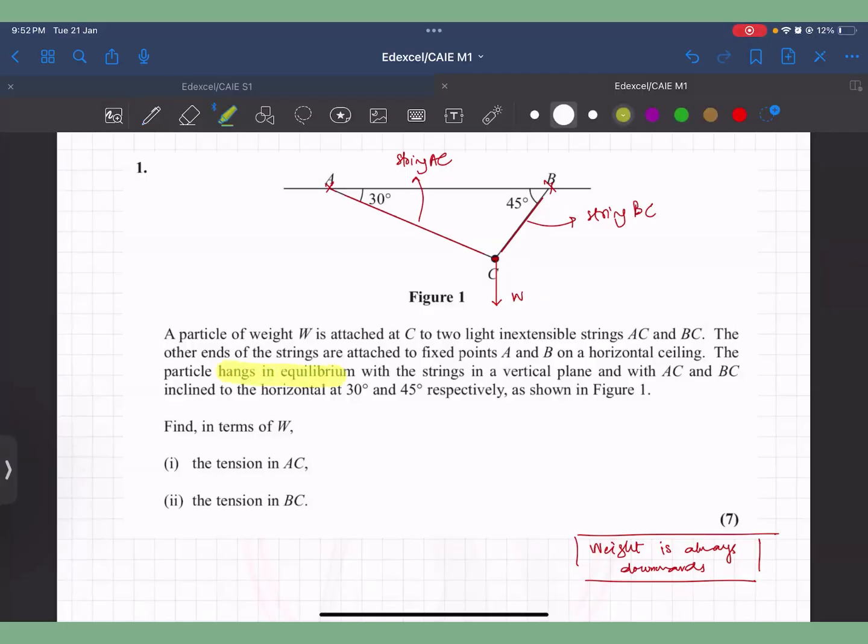There's also important information over here. With the strings in a vertical plane and with AC, BC inclined to the horizontal at 30 degrees and 45 degrees. Everything's good. Fine. In terms of W, find the tension in AC and the tension in BC.